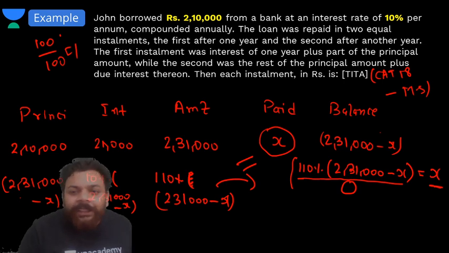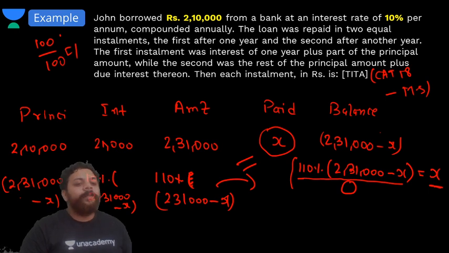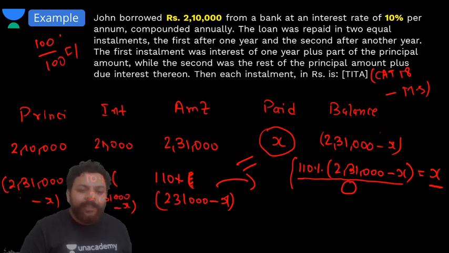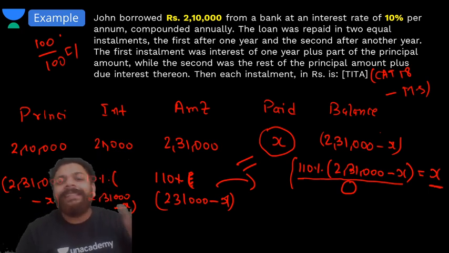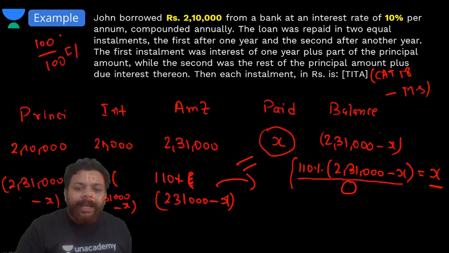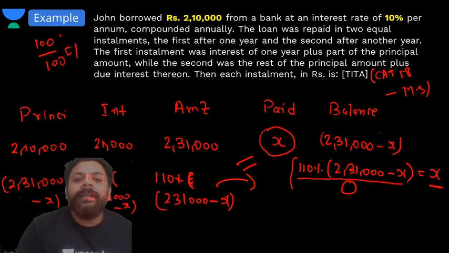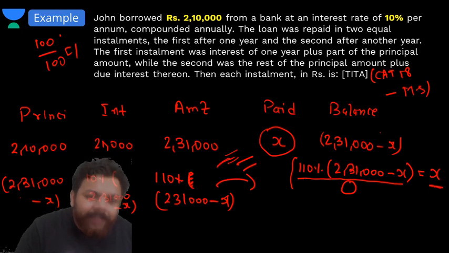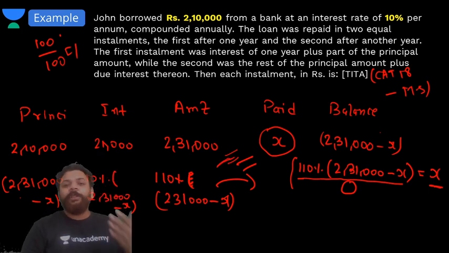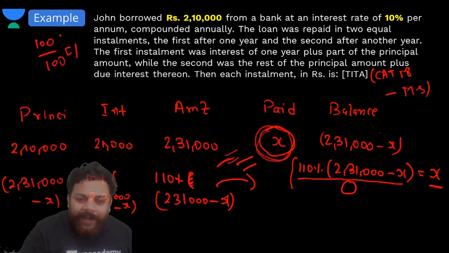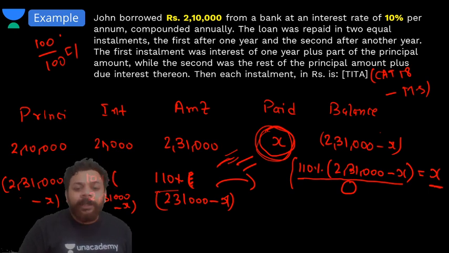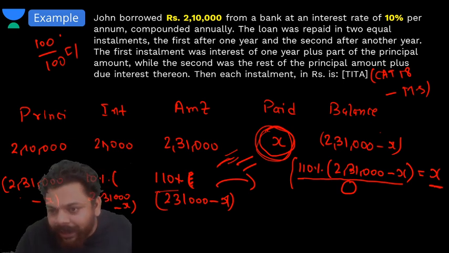So this one is the overall story of first year. For the second year, the principal value becomes this one, 10% of this value will become interest, and the amount will be 110% of 2,31,000 minus X. And the most important punch point is this X must be equivalent to this one, because this is the EMI for the 2nd year, the amount that you are paying is EMI. So this value, 110% of 2,31,000 minus X must be equivalent to X. This is what I have written over here.